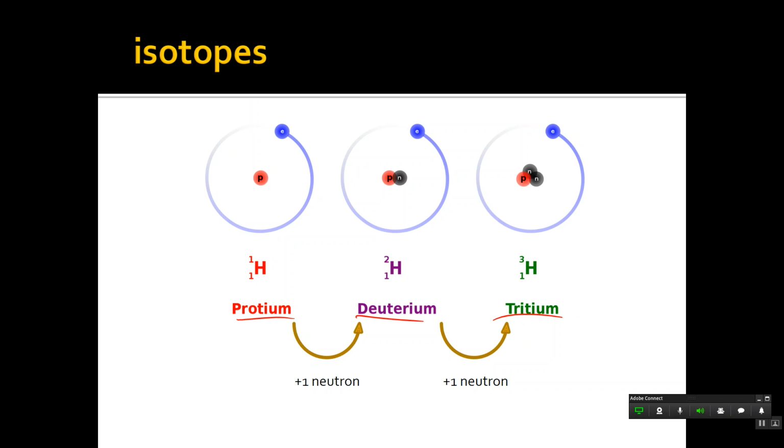And the only difference between these is that I'm adding a neutron each time. Look at this here. All I have is one proton. Then I have one proton and one neutron. Then I have one proton and two neutrons. Always one proton, which means that every single one of these, the identity is which atom? Hydrogen. Always hydrogen, right? So that number that's changing, what's that number that's changing?